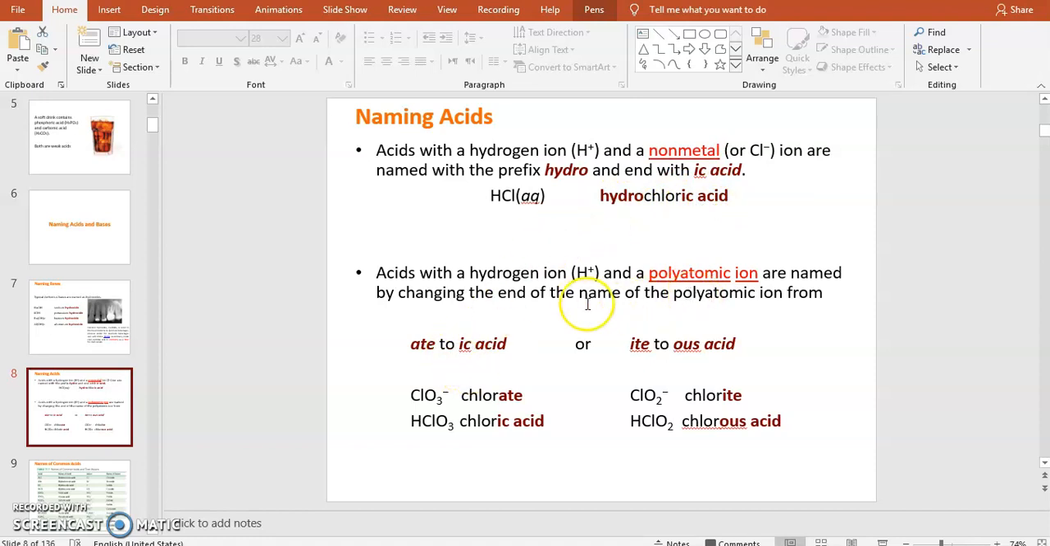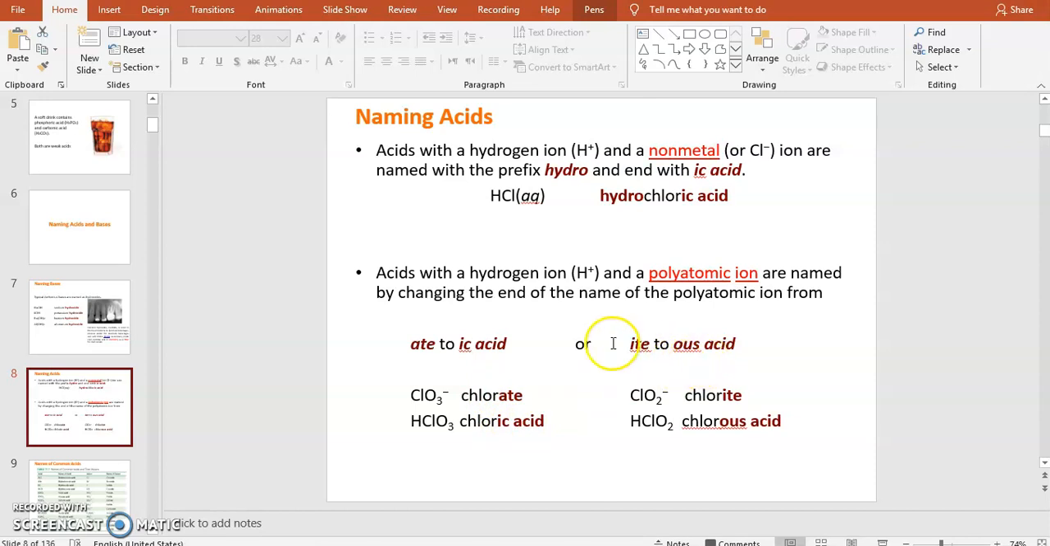For the polyatomic ion, it depends. So if the polyatomic ion has the ATE letters at the end, like this one, chlorate, the acid will be chloric acid. So you turn the ate to ic and add acid.